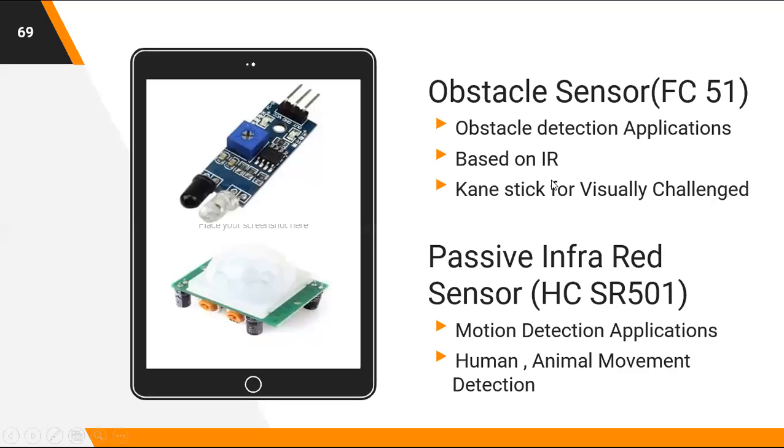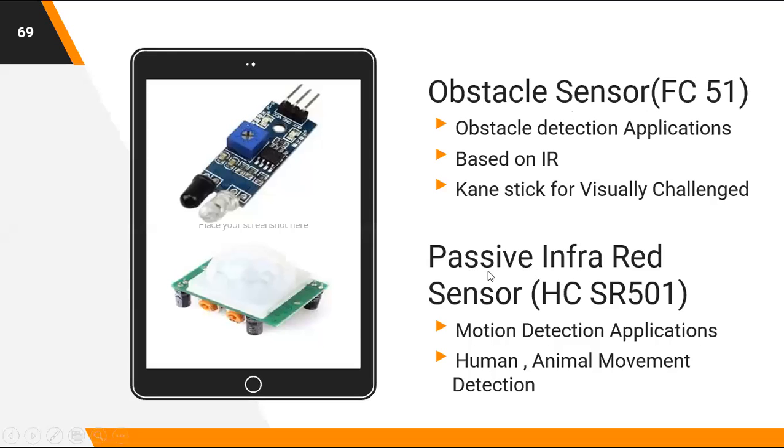For example, visually challenged people use a cane stick, right? That cane stick contains this sensor. Which sensor? That is FC51. I repeat, the cane stick used by visually challenged people uses this sensor, FC51. We call it an obstacle sensor. So it is very useful for them.